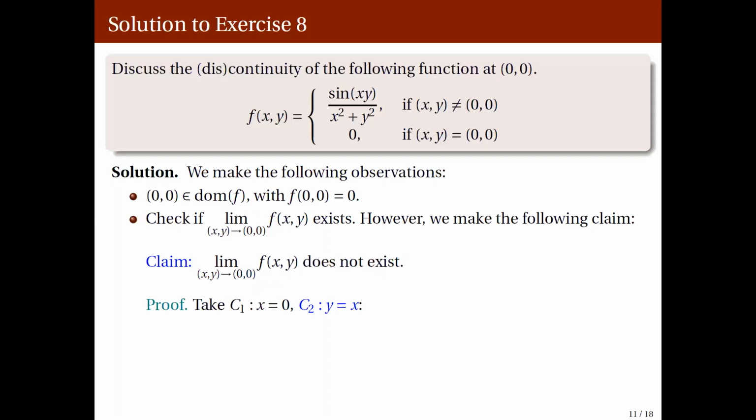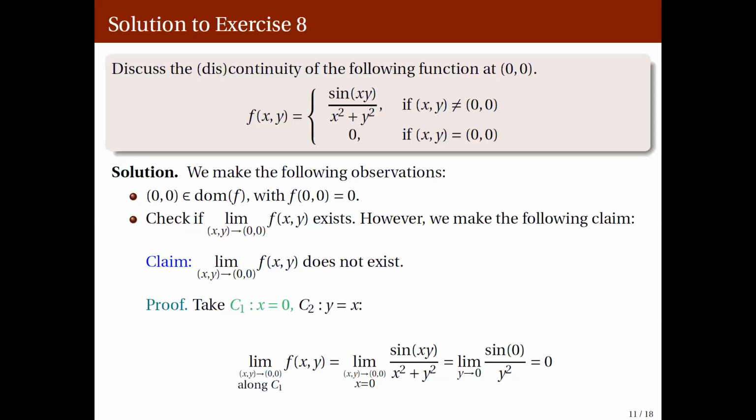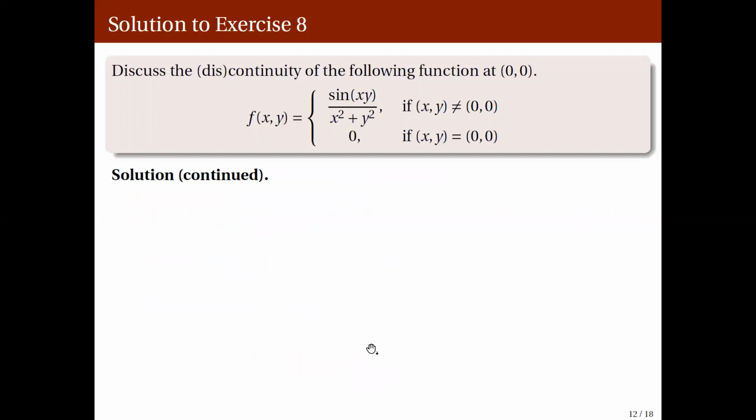Let's see if they work. For the limit along C1 of f of xy, we get the limit of the expression sine of xy over x squared plus y squared along x equals 0. So it will be reduced to a limit as y goes to 0 of the expression where all instances of x are replaced by 0. Let's simplify. Well, sine of 0 is 0, so it's just 0. So the limit along C1 is 0. Remember that.